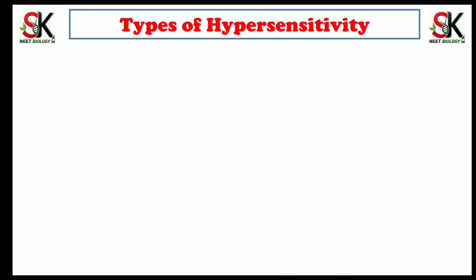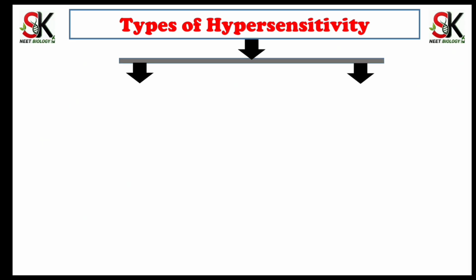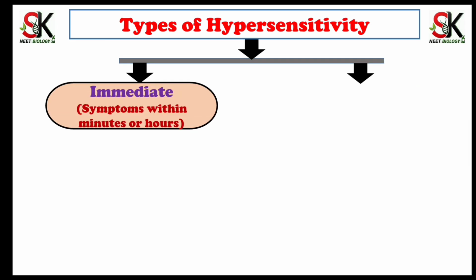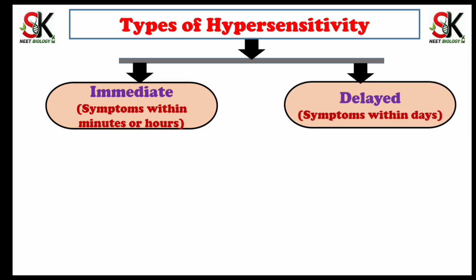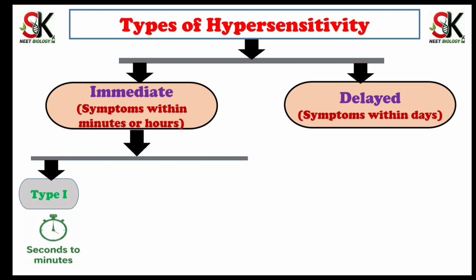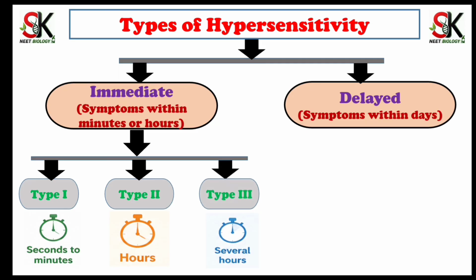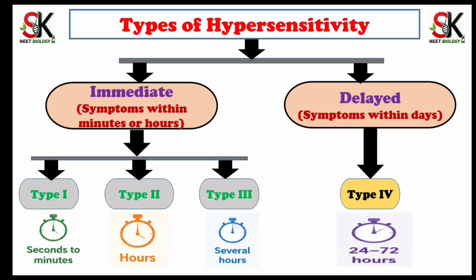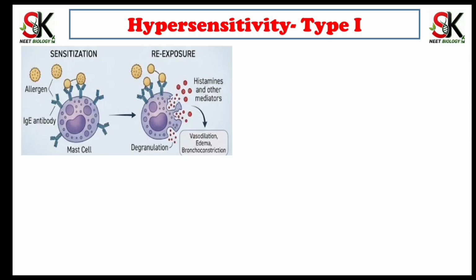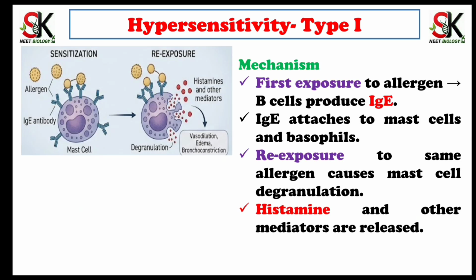Hypersensitivity is broadly classified into different types, mainly two types called immediate and delayed hypersensitivity. The immediate hypersensitivity reaction produces symptoms within minutes or hours, and this group includes type 1, type 2 and type 3 hypersensitivity. The other one is delayed hypersensitivity, which takes 24 to 72 hours, and this is represented as type 4 hypersensitivity. Let us look closely at type 1 hypersensitivity, which is commonly known as immediate allergy.